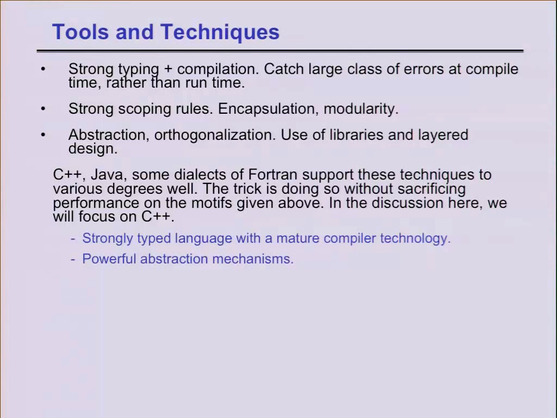Orthogonalization is trying to separate concerns. I'm not sure how far I'll get in that, but we'll see. And the use of libraries and layered design. So all of these things abstract things away so that below some level you don't have to worry about it. This is actually something that's a difficult sell in the scientific community. I just had a discussion with Salman Habib a few days ago, who's a very good computational cosmologist, and we were discussing, why can't we make Poisson solvers, Laplacian phi equal rho, be like frozen pork bellies, a commodity? And he says he doesn't want to lose that skill.